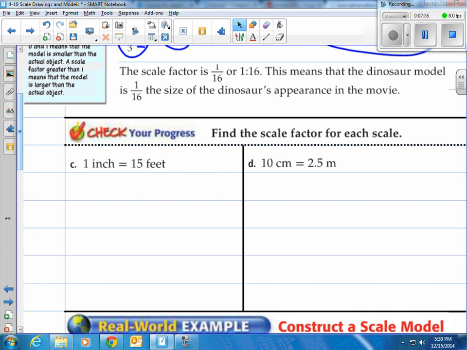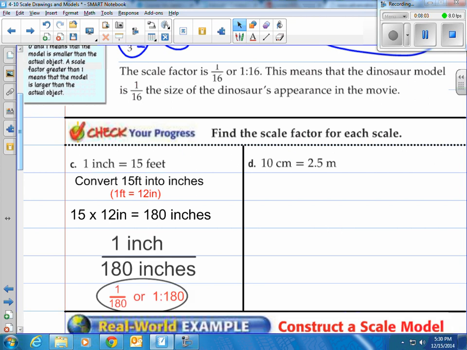All right, step 1. You notice that 1 inch to 15 feet, we can't do that. We have to have the same units. So we have to convert 15 feet into inches. So you all know that 1 foot is equal to 12 inches, hopefully. So we take 15, because we have 15 of those feet, times the 12 inches per foot, and we have 180 inches, which is 15 feet.